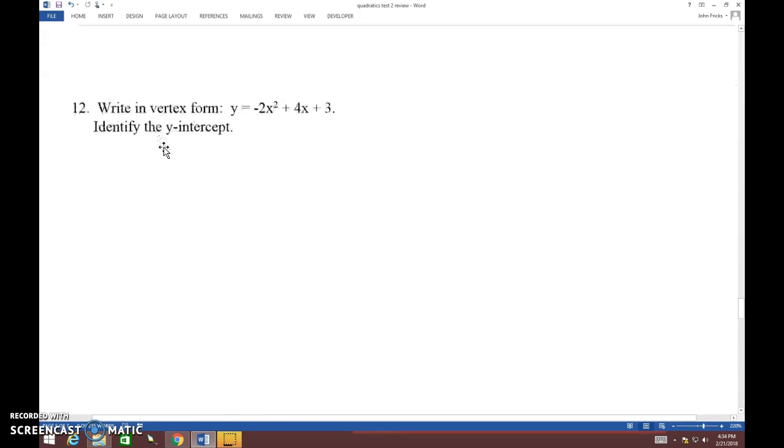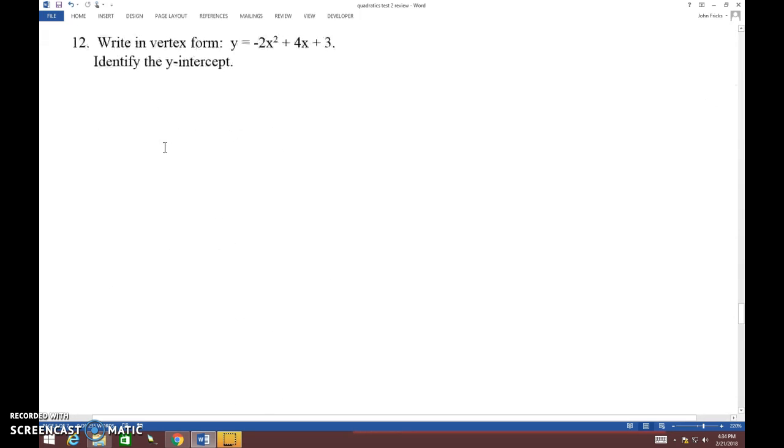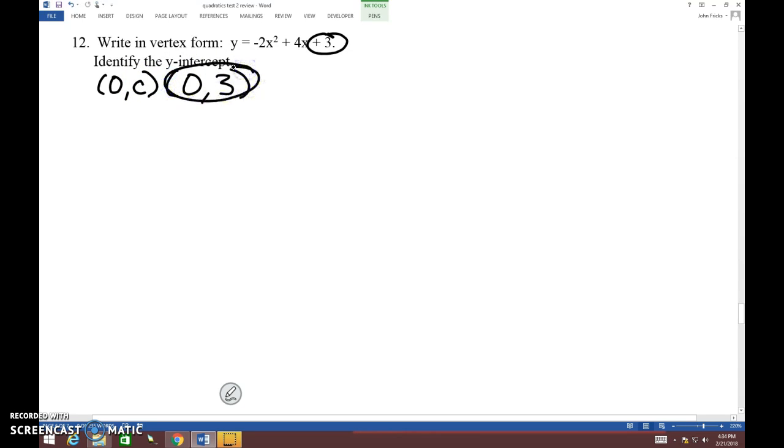Number 12. Number 12 said write the vertex form, and then it wants you to identify the y-intercept. So we already know from a previous problem that the y-intercept, when written in standard form, is always going to be 0, comma c. Or here is going to be 0, comma positive 3. So that's really easy to identify. But to write it in vertex form, we need to be able to find the vertex.